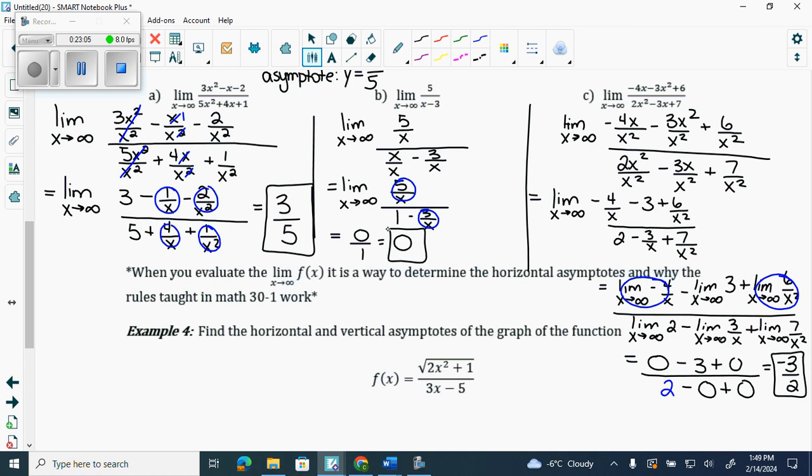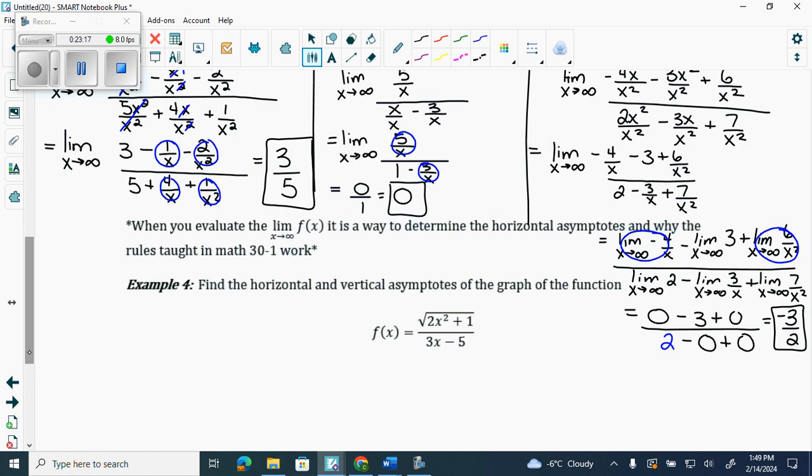And so this here says, when you evaluate the limit as x approaches infinity of f of x, it is a way to determine the horizontal asymptotes and why the rules taught in math work. Not just because you have to trust us, which is what we always say. So this one wants us to find the horizontal and vertical asymptotes. These ones most people are pretty good at.